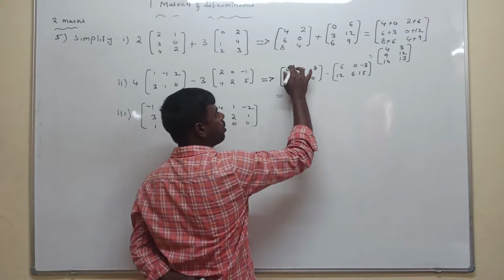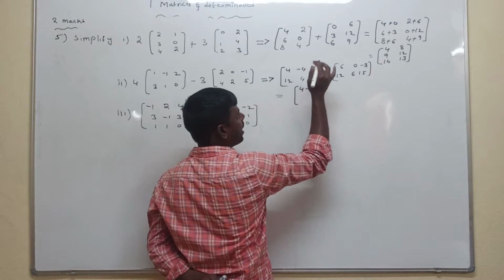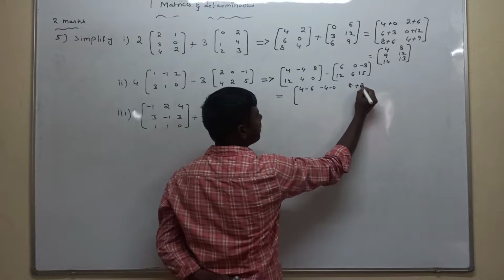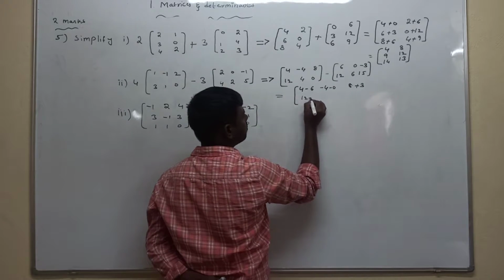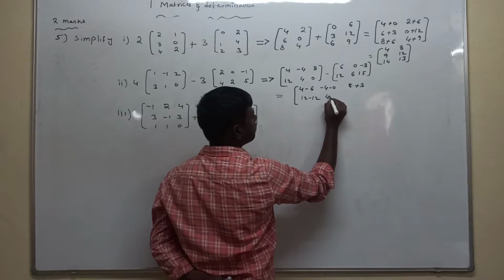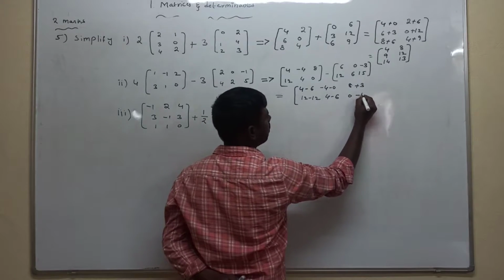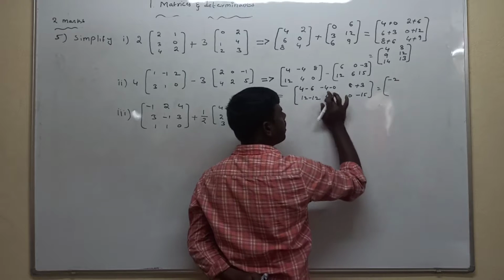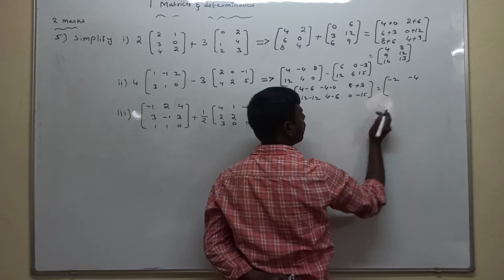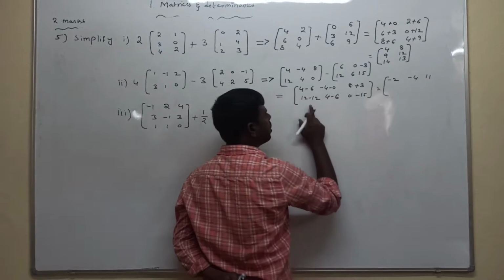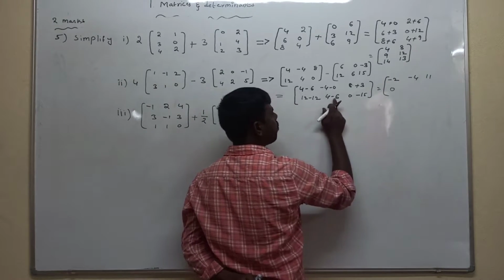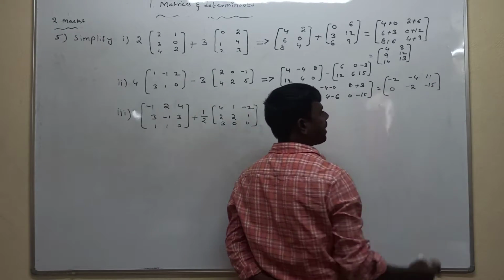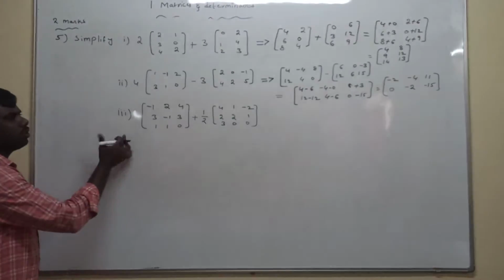First element minus first element. 4 minus 6, minus 4 minus 0, 8 minus of minus 3 is plus 3, 12 minus 12, 4 minus 6, 0 minus 15. Now subtract those elements. 4 minus 6 is minus 2. Minus 4 minus 0 is minus 4. 8 plus 3 is 11. 12 minus 12 is 0. And 4 minus 6 is minus 2. 0 minus 15 is minus 15. These are the required solution. Next we go to the third one.